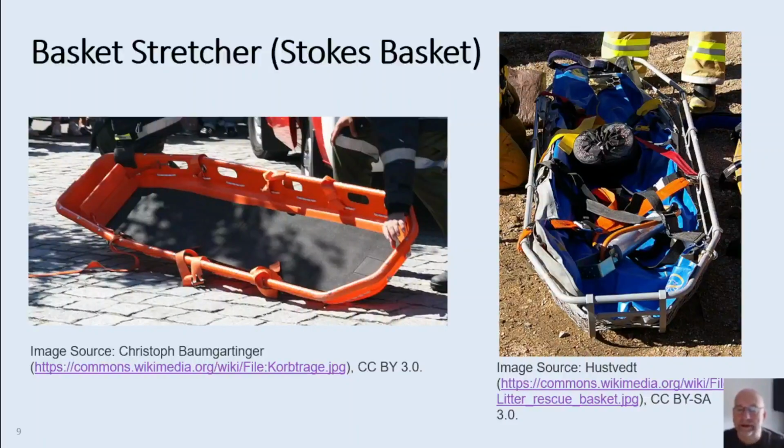The image on the right shows a stainless steel Stokes basket loaded with rope rescue equipment and a long backboard. Some Stokes baskets, like the one in the image on the left, are made of a high-density polyethylene shell supported by a stainless steel outer rail. Most basket stretchers are designed to accommodate a patient who is immobilized on a backboard device.